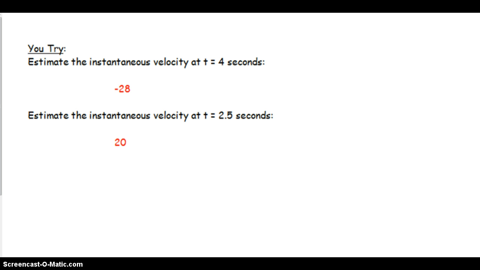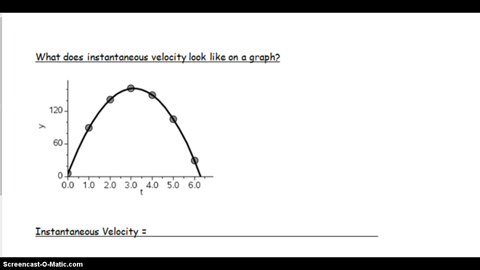When I'm looking graphically at this, instantaneous velocity is considered the tangent line at those specific spots, and finding the slope of that. So we're going to say instantaneous velocity equals the slope of the tangent line at that point.